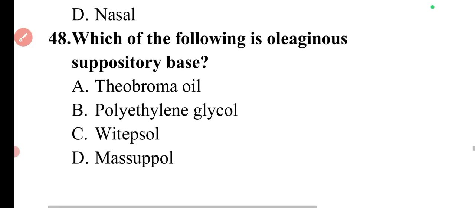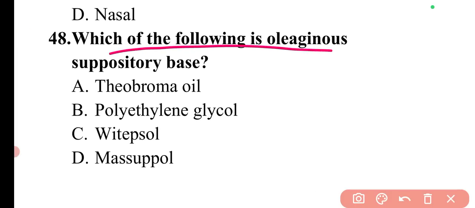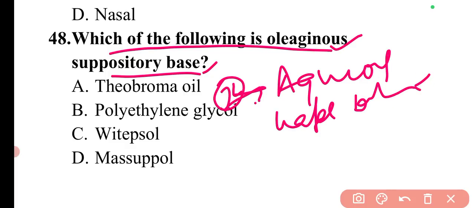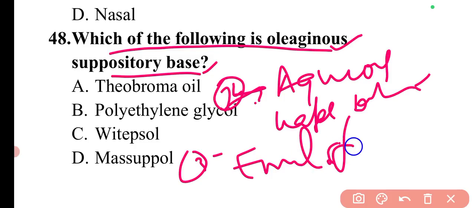Then coming to the next question. Which of the following is an oleaginous suppository base? We need to find out the oleaginous suppository base. There are different types of suppository bases. The first one is the oleaginous suppository base. The second one is the aqueous base, which is also known as water soluble or water miscible base. And the third one is the emulsifying base.